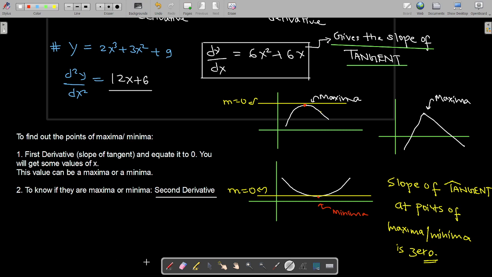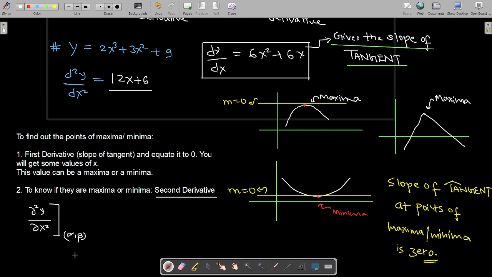What do you do in the second derivative? Basically, you calculate d2y over dx2, and then you plug in the points that you found. Like from here, from the first derivative, you will find some point, right?